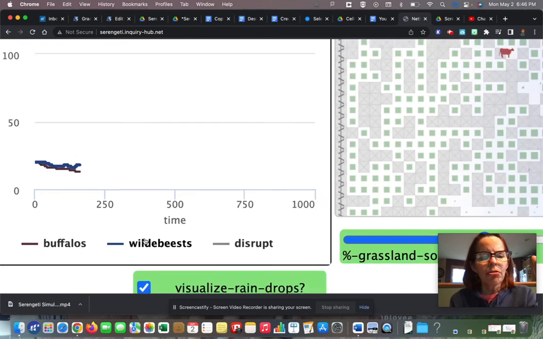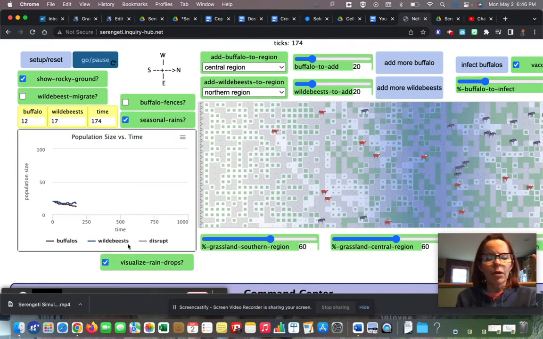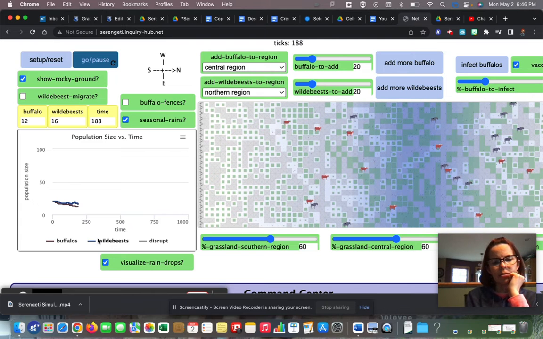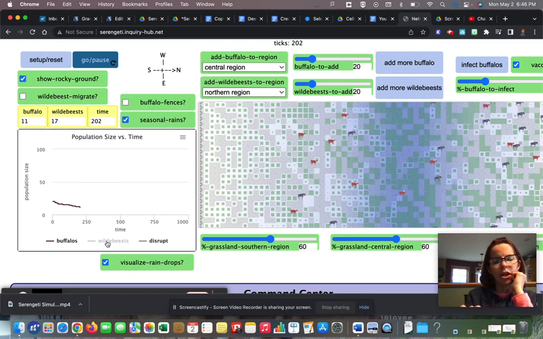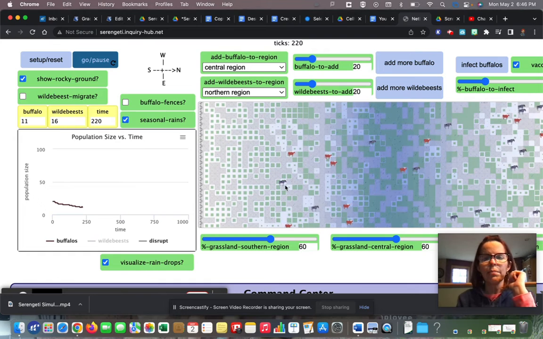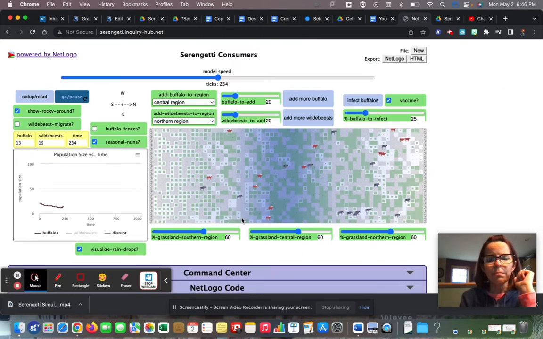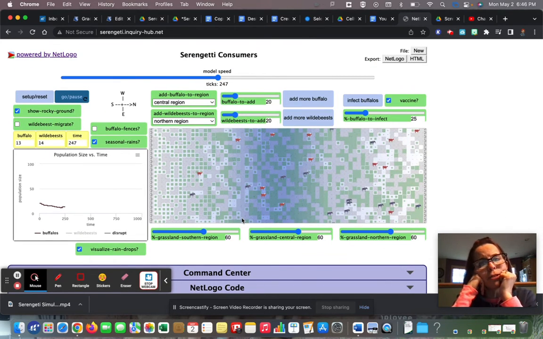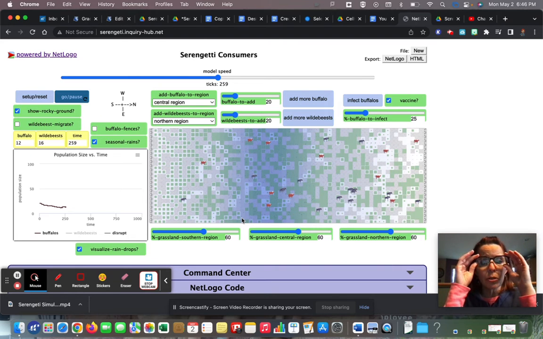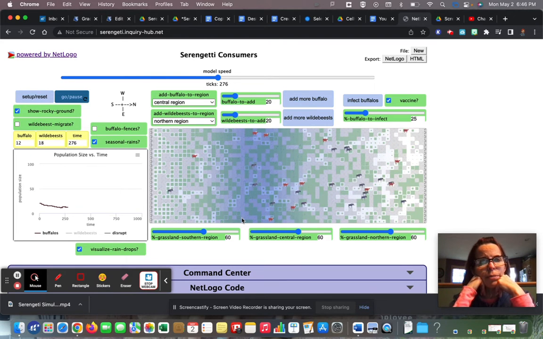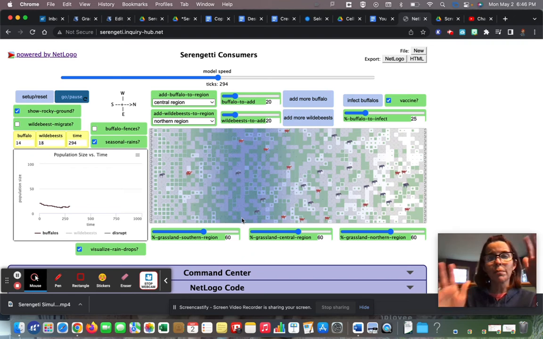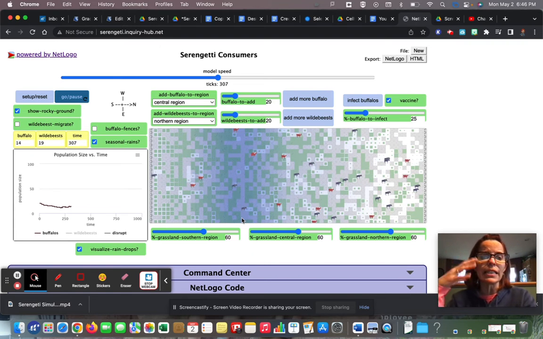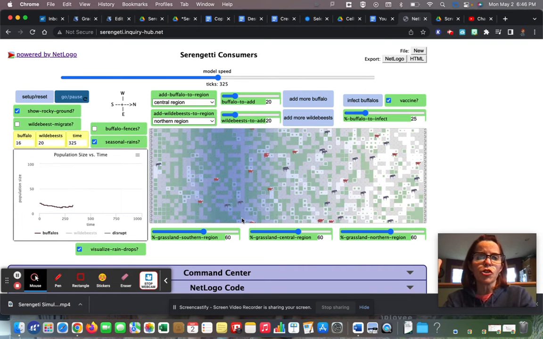Here's the issue. I don't care about the wildebeest, so I want you to unclick the wildebeest. So right here, I'm going to unclick them. All we want to see is what's happening to the buffalo. What impact are these wildebeest having on the buffalo? So I don't want to see the wildebeest line. I only want to see the buffalo line. Okay, so I'm going to pause this right now. I hope you're getting some ideas of things that you could change.